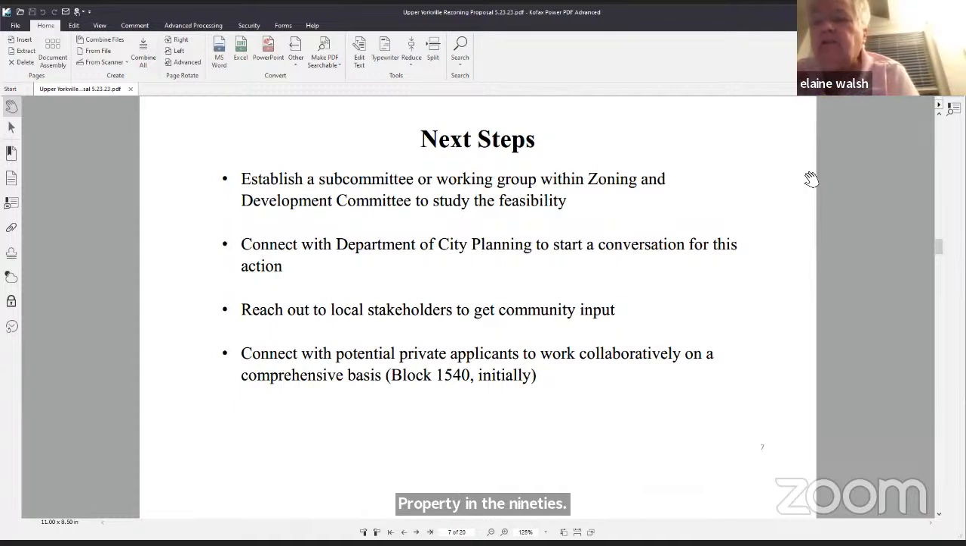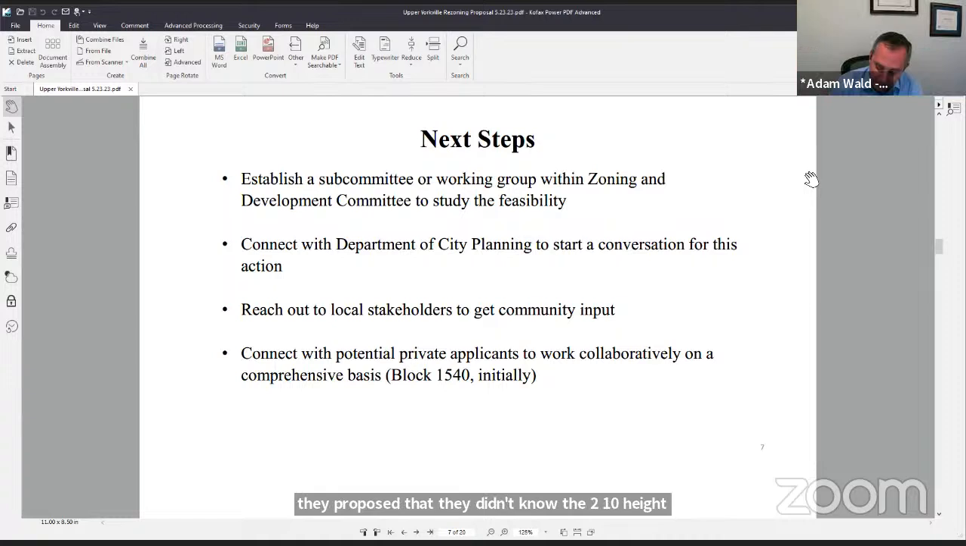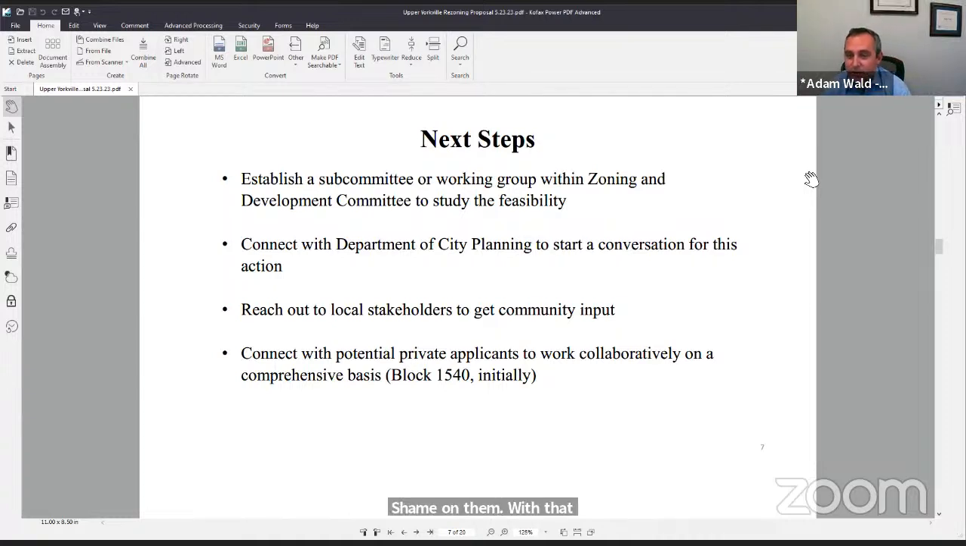The Lenox Hill or Northwell pulled out when they realized what their limitations were, including the MIH. It had nothing to do with it, and if when they proposed that, they didn't know the 210 height limit, shame on them. They did, but MIH survives, and MIH is something that this rezoning would encourage. Move on. I don't want to really fight the issue right there. Thank you very much.